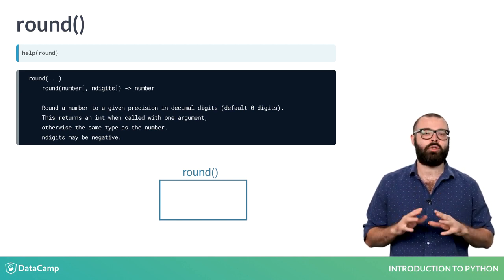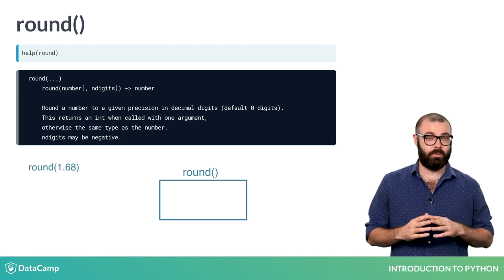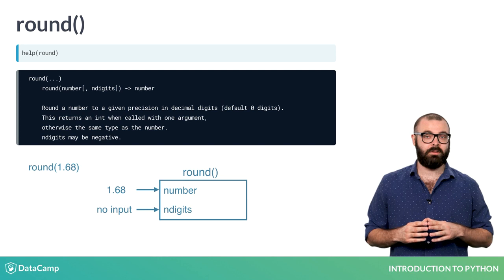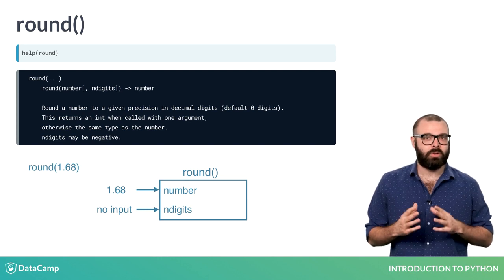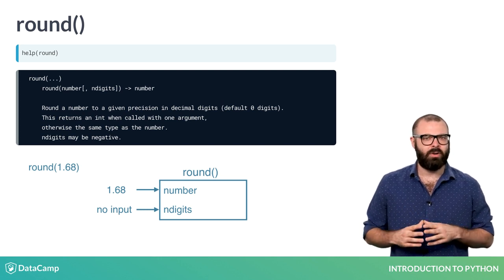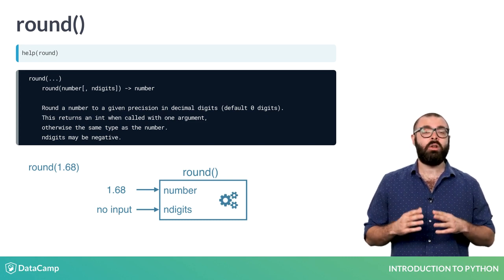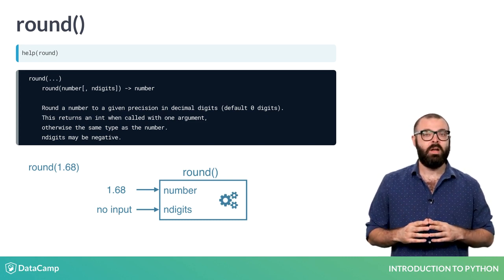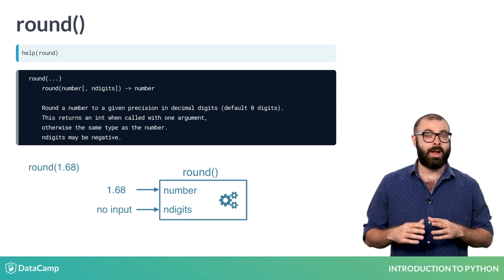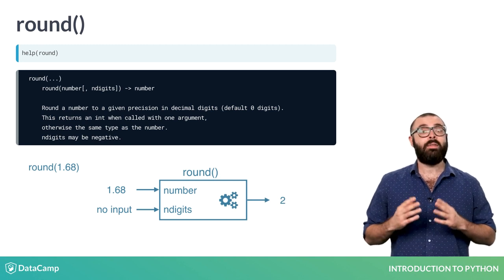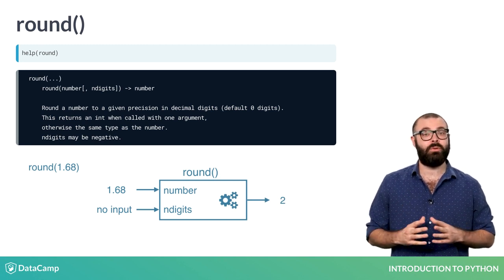If you call the function round with only one input, Python again tries to match the inputs to the arguments. There's no input to match to the n digits argument though. Luckily, the internal machinery of the round function knows how to handle this. When n digits is not specified, the function simply rounds to the closest integer and returns that integer. That's why we got the number 2.